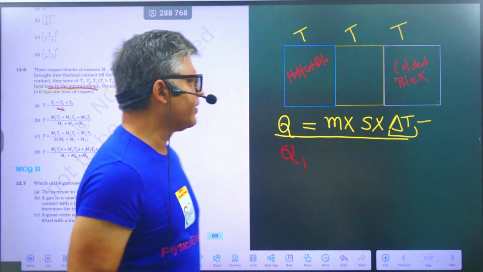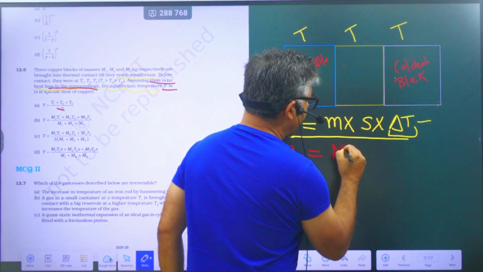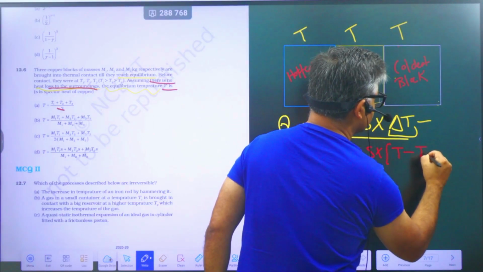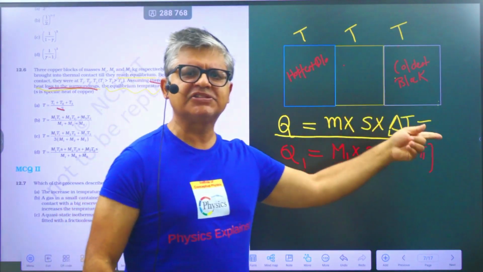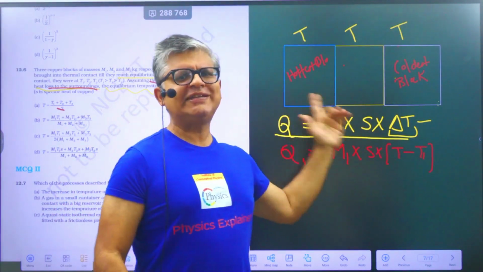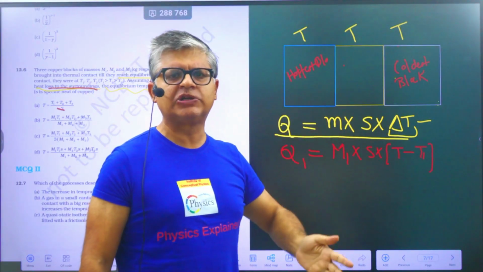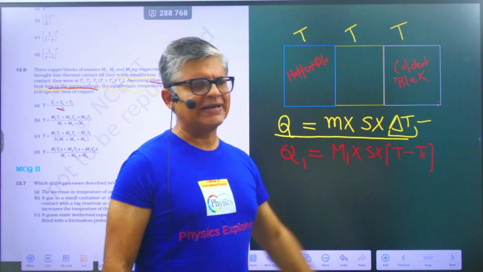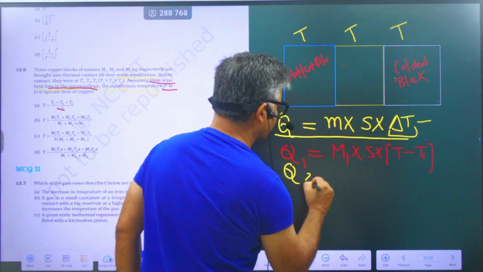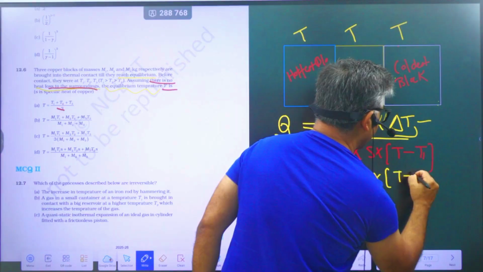Which means the heat gained or lost by block number 1 is given by M₁ multiplied by S multiplied by (T minus T₁). Why did I write T minus T₁? Because it is always T final minus T initial. This T may be less than T₁, since that is the hottest one, so its temperature will drop, and this quantity, the delta T, is going to be negative. Let's talk about the second block. If I write the same thing for the second block, it is M₂ multiplied by S into (T minus T₂).